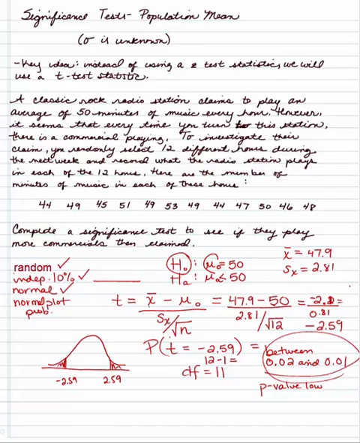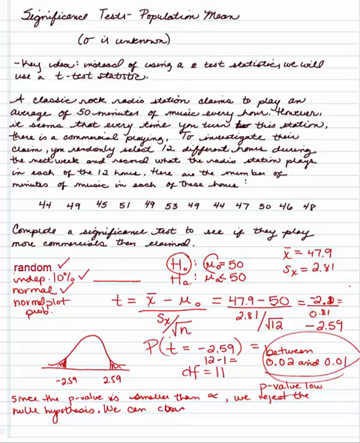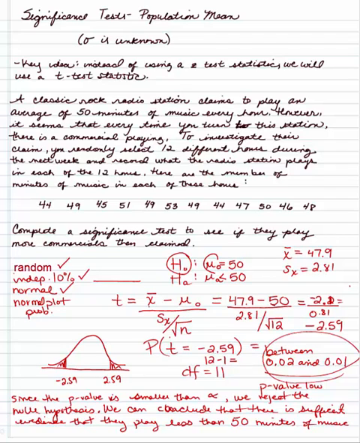So we're going to use that same sentence we were using before. Since the p-value is smaller than alpha, we reject the null hypothesis. Then we've got to put it in context. We can conclude that there is sufficient evidence that they play less than 50 minutes of music per hour on average. Because we want to include that mean within the answer.